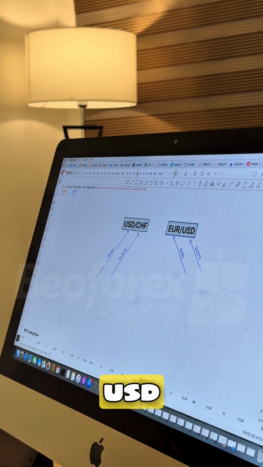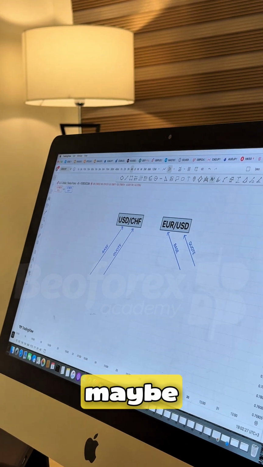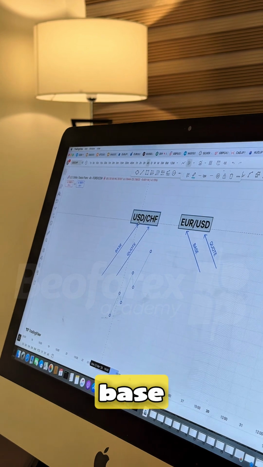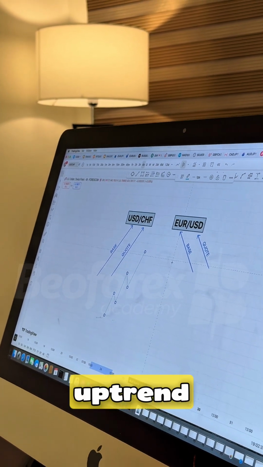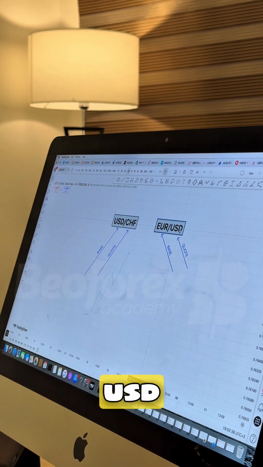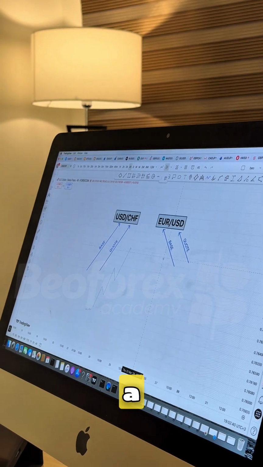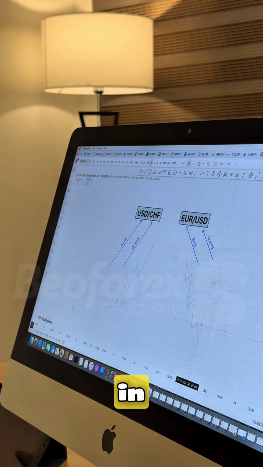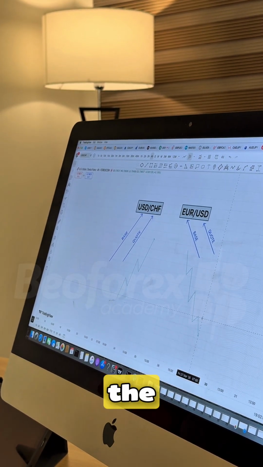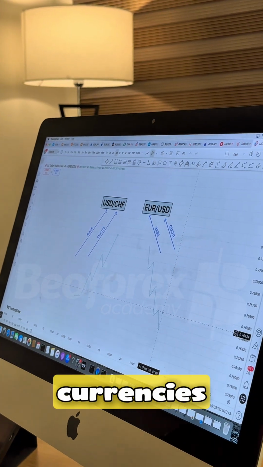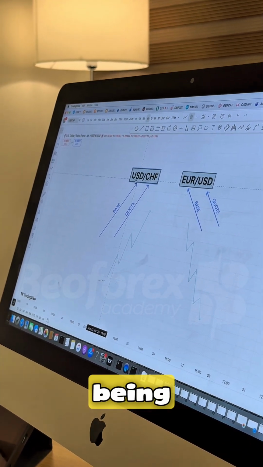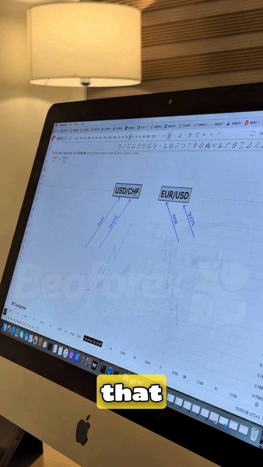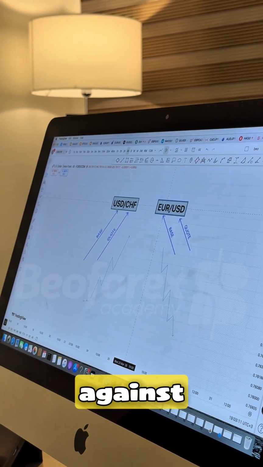Now, if USD CHF was to maybe be in an uptrend, right? Now note, being that the USD is on the base and USD CHF is in an uptrend, it means that Euro USD, where USD is on the quote, is going to be in a downtrend. Now, why is this? This is because in Forex, the buying of a particular currency means the simultaneous selling of the other currency. So if USD is being bought massively across the board by investors and hedge funds and banks, it means that Euro is going to be weak against the USD.